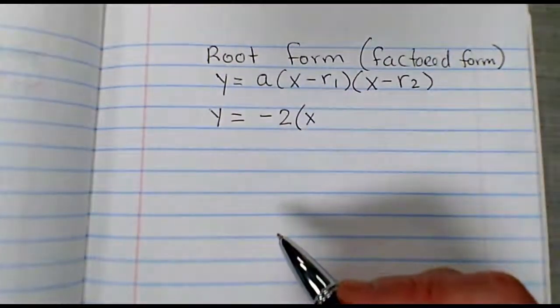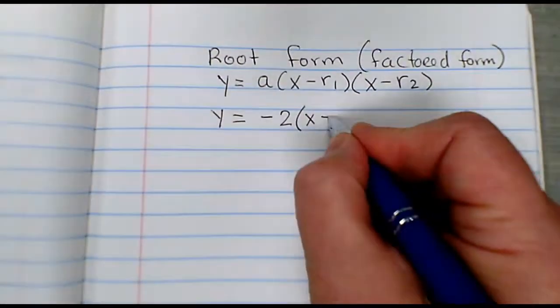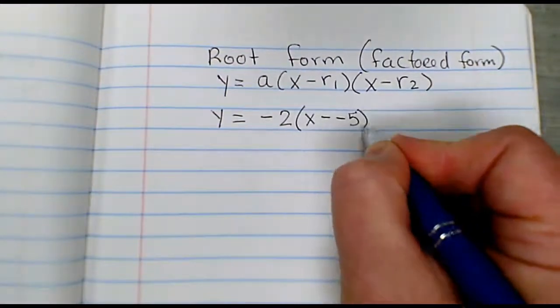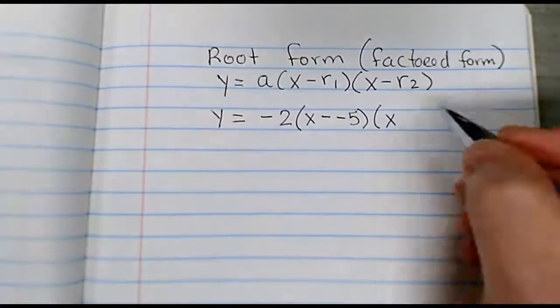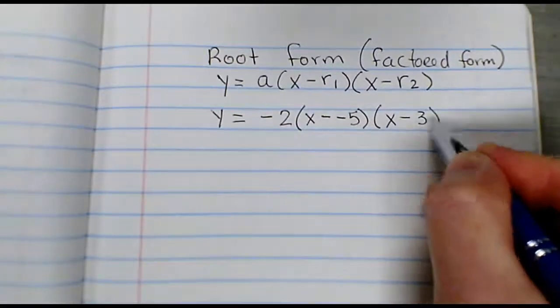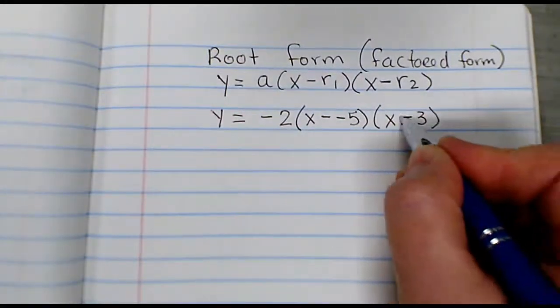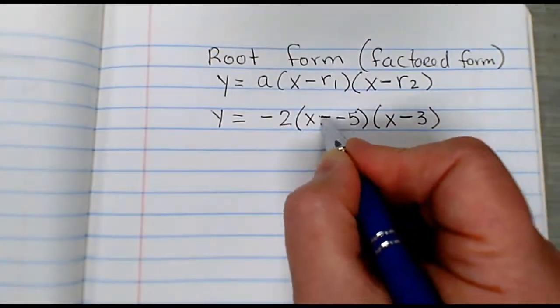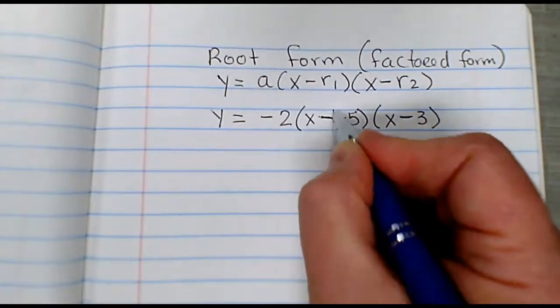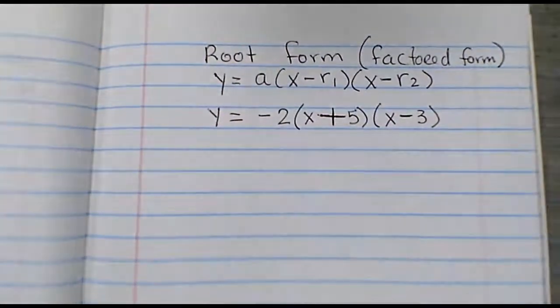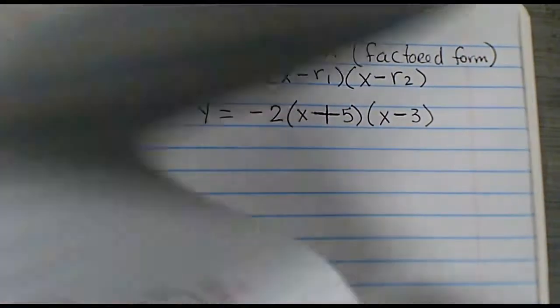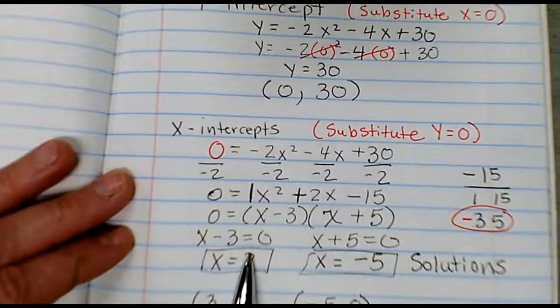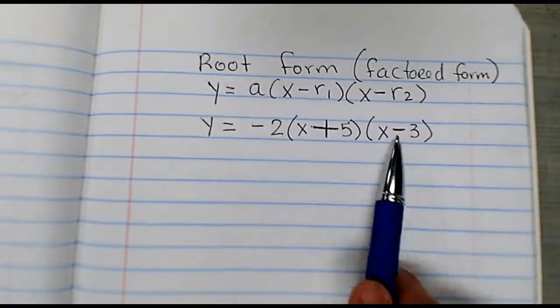And we just wrote down that one of our roots was -5. And one of our roots was 3. There's a negative in the formula, and there's a negative on the 5, and so minus a minus becomes a plus. If the roots are -5 and +3, then the root form has the same numbers with opposite signs.